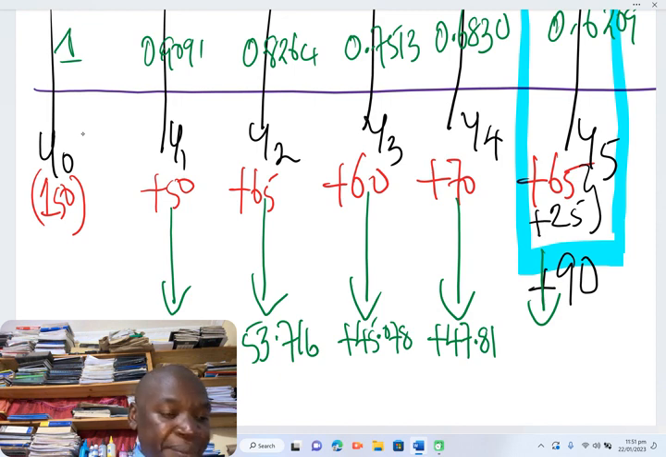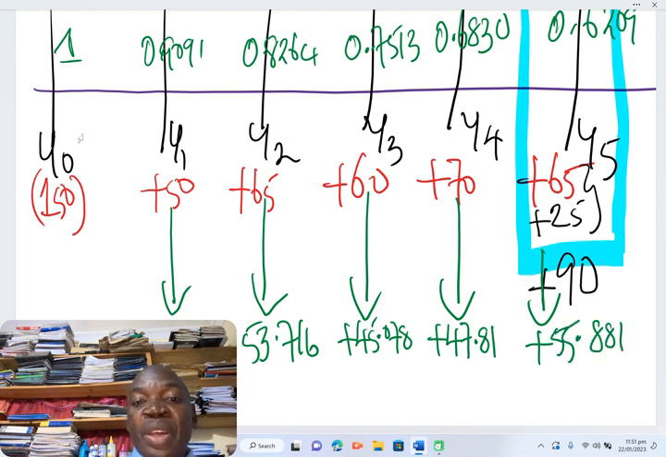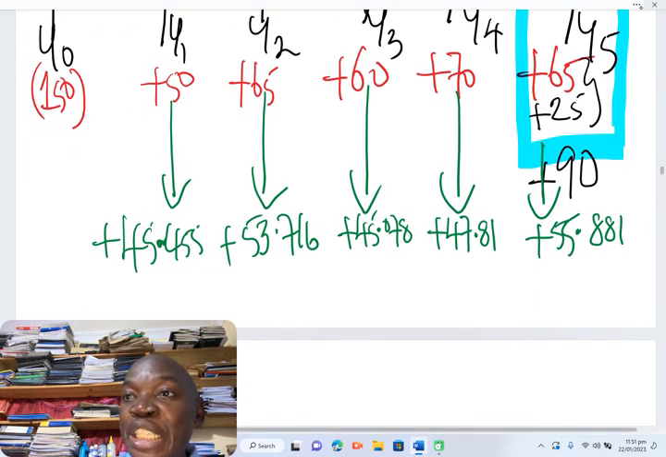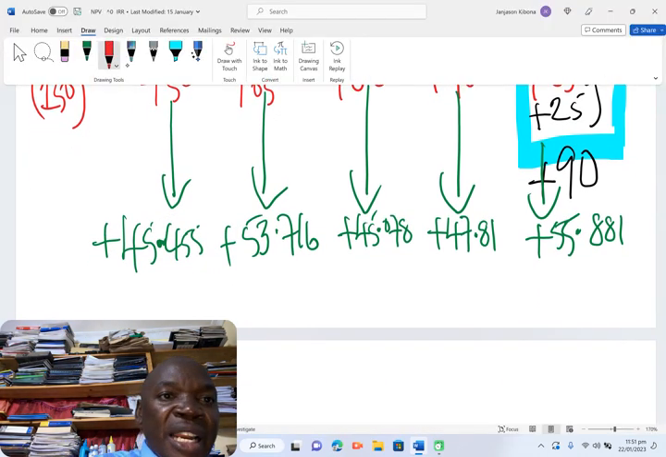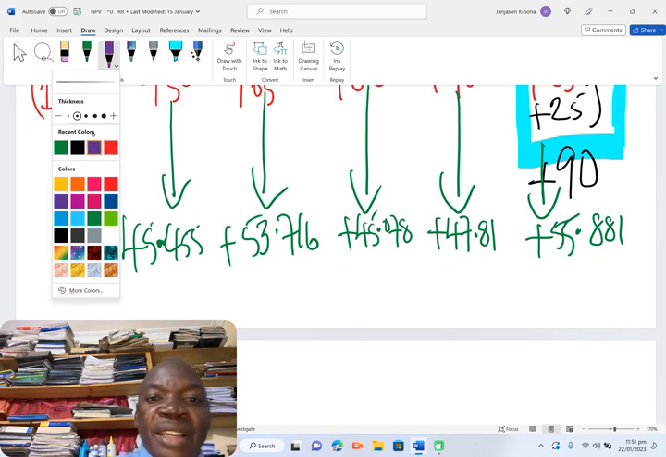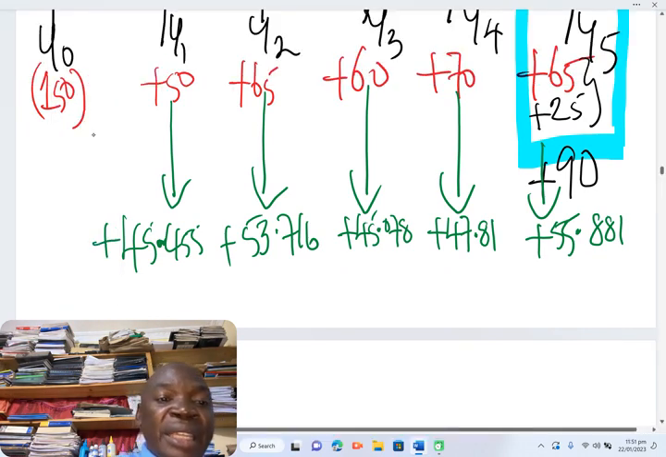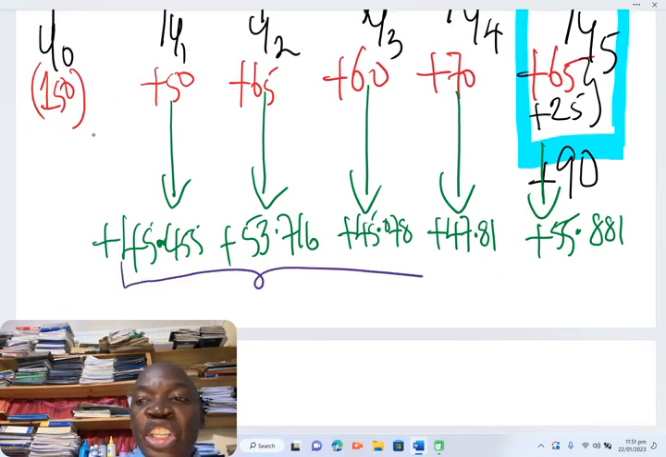Now 90 times 0.6209. It is 55 positive 0.881. So the discounted cash inflow can now be computed easily by summing these cash inflows altogether.